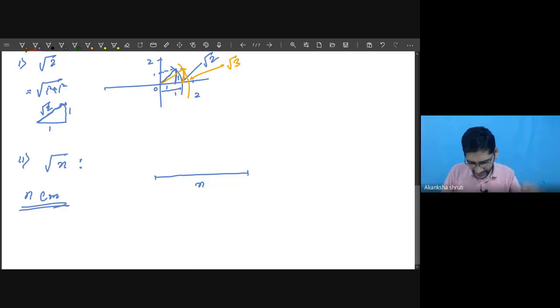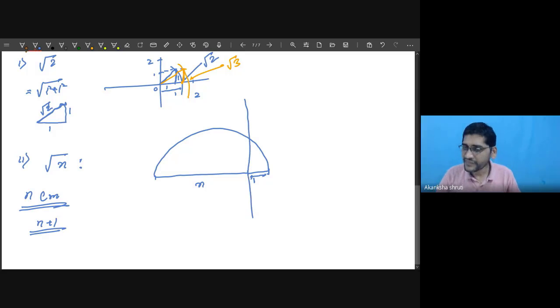Then you need to add 1 ahead of this. Means after this, increase it by 1 more centimeter. This is your 1 centimeter. 1 centimeter from where? Here to here. Getting now? It is this unit. Then take n plus 1. Then you have to draw the perpendicular bisector. How? Draw a semicircle here, using your protractor. Then draw a perpendicular at this point.